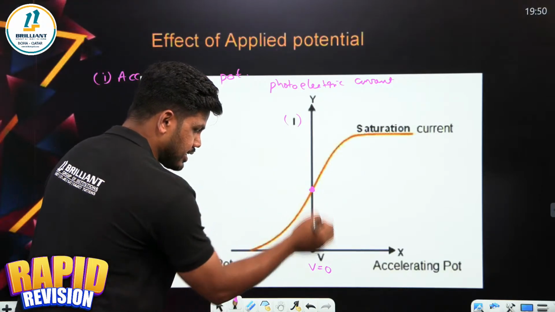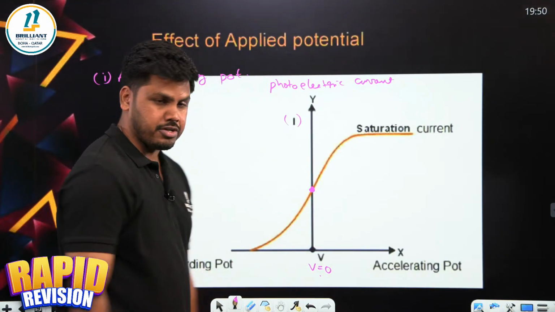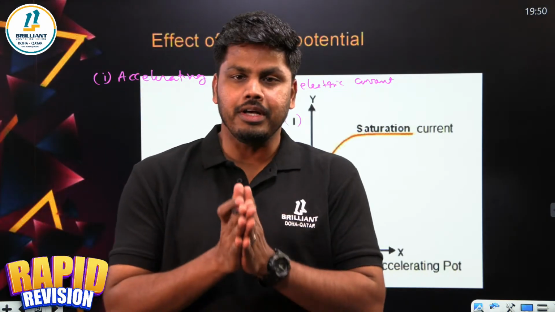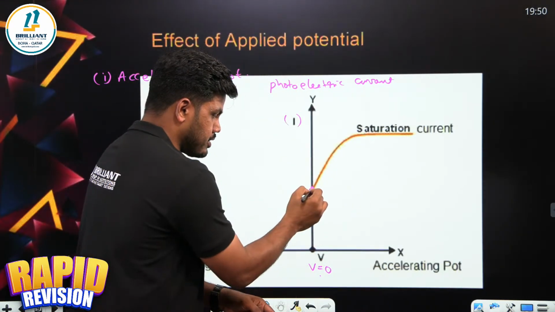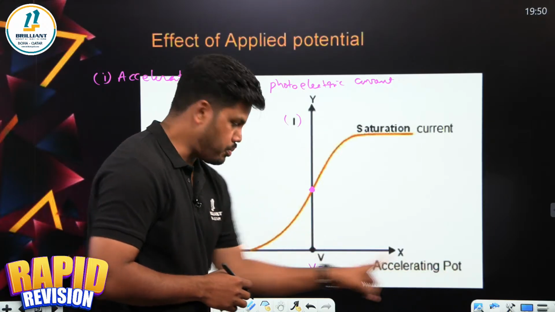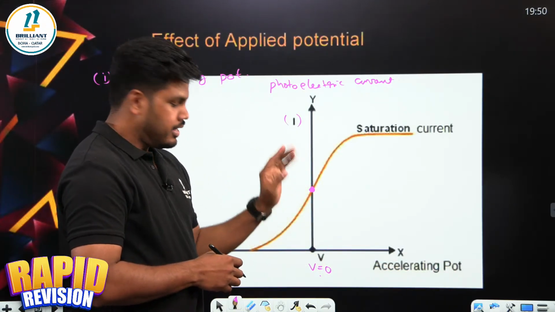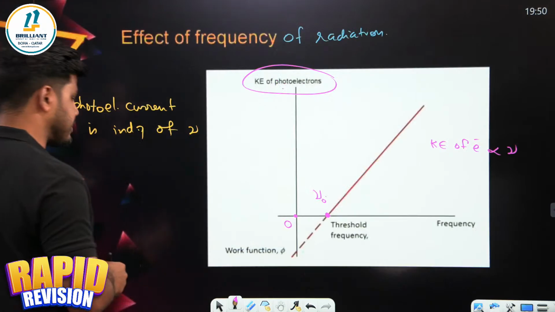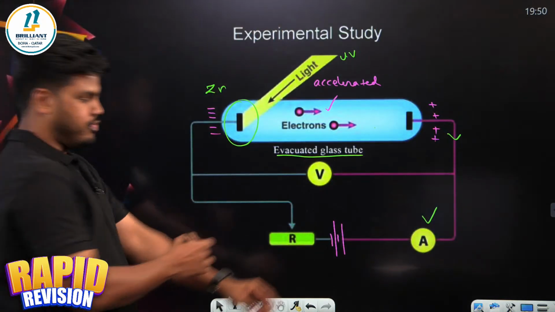This is the current at zero potential, right? So this is the zero potential current. We applied zero potential. At that time there was a current. Then I started increasing the applied potential. Look at this. We have a rheostat here.